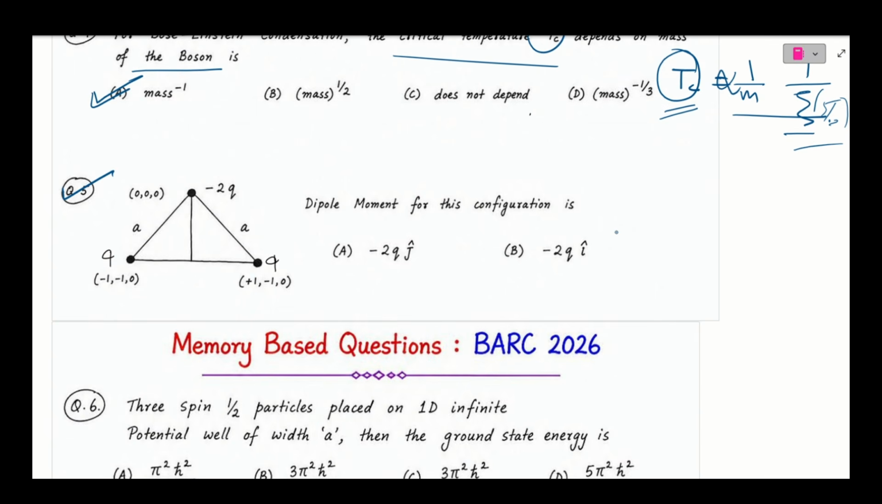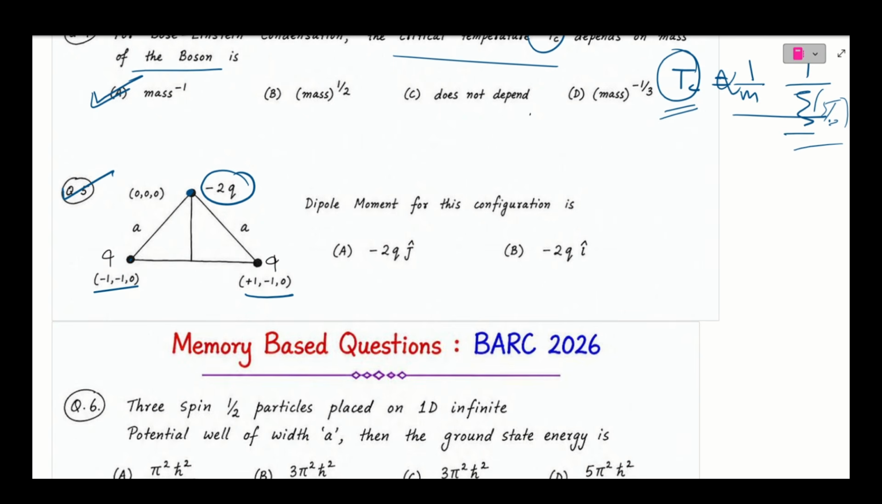One configuration is given. There is a triangular shape, so a minus 2q charge is placed at the origin, a plus q charge is placed at the point minus 1, 0, and again a plus q charge is placed at another point. Now we have to find the dipole moment of the whole system, for this configuration. So what will be the dipole moment?